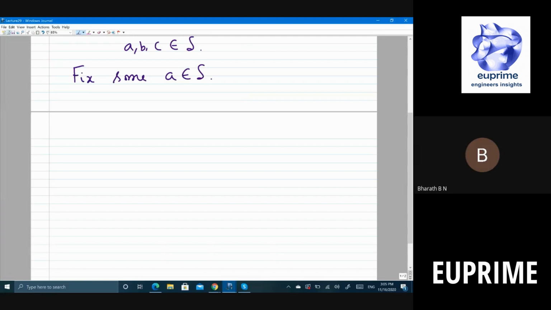So I'll consider an equivalence class, let me call it EA, which is defined as all those B in S, that is the states in S, such that A is related to B, right? In other words, if A can talk to B and B can talk to A, then I'll put that B into this set. Obviously, A can talk to A, so A clearly belongs to EA. This is very clear. Fine? Is that okay?